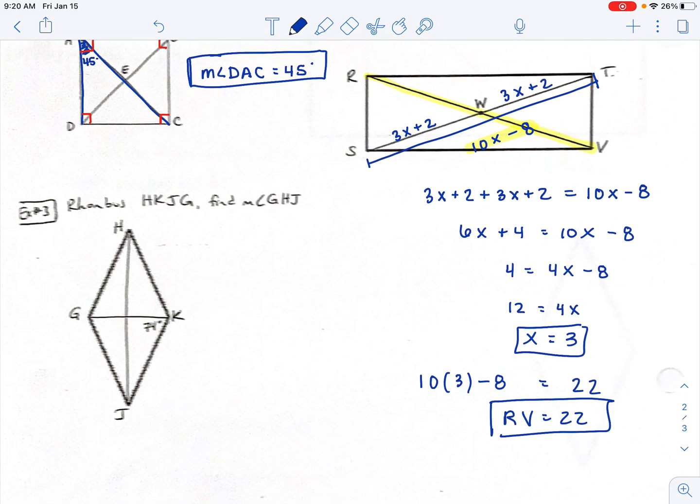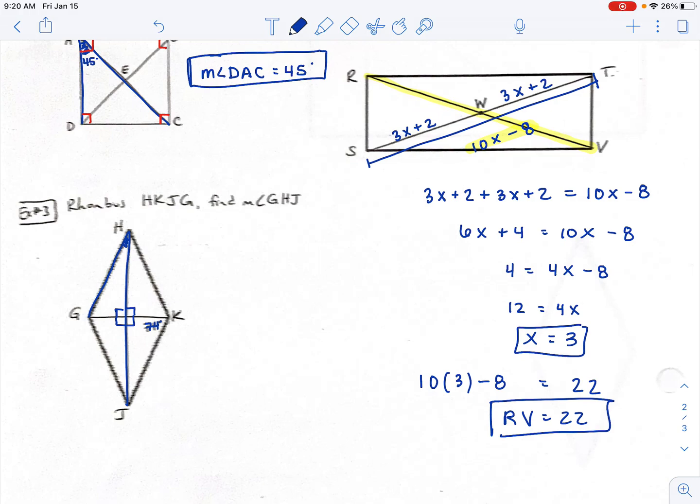All right, last one. We have our rhombus here. They want us to find angle GHJ. So G to H to J. So we're finding this little angle right up here. Now they give us the angle here. They give us this 74. If we were in a rhombus, we know that these are all going to be right triangles. So we know that this is 90, this is 90, this is 90, and this is 90.